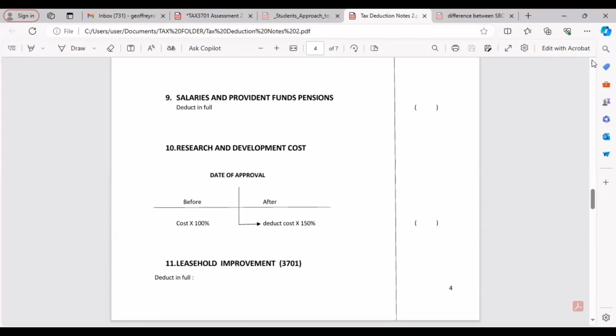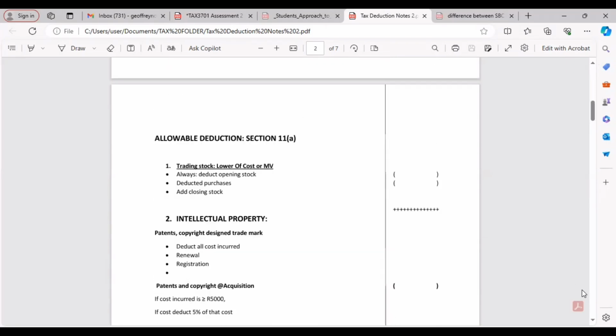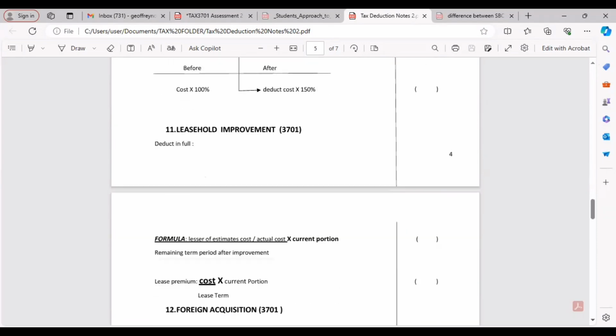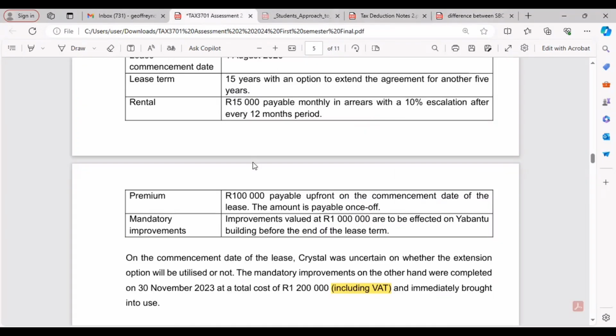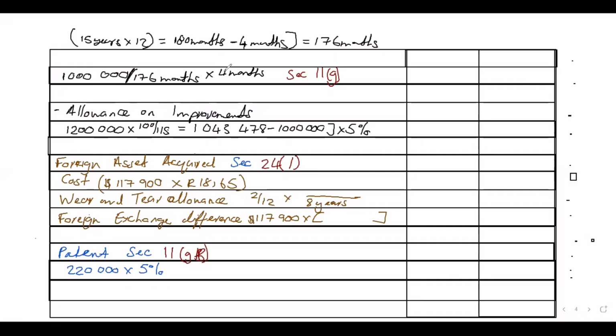So these are the notes. So far we've done this one. Then there's the improvements, and then on this side, you take the lesser. So let's first remove VAT. If you're removing VAT, there will be the what? 1.2 multiplied by 100 divided by 115 equals what? Was it the 1043 something? Yeah, 478. You also calculate with calculators. So you take the lesser between that or the 1 million. Which one is lesser? 1 million. Yes, then 1 million.